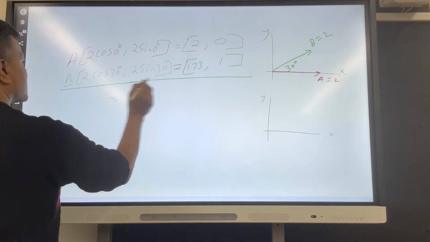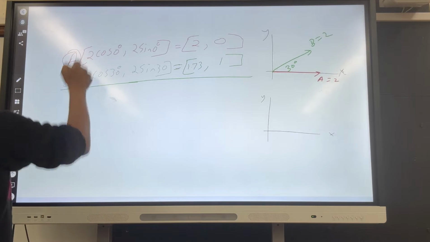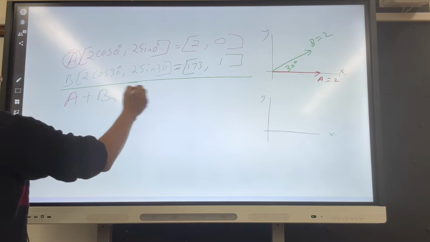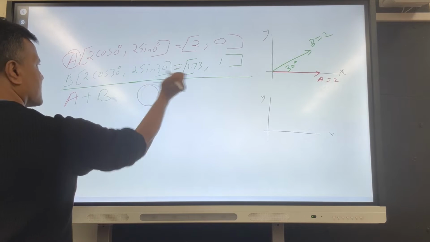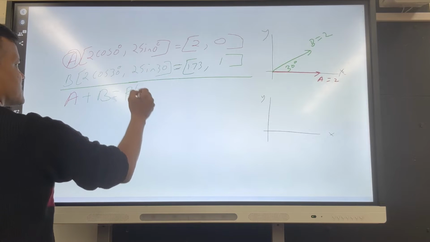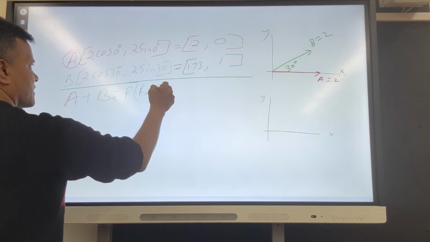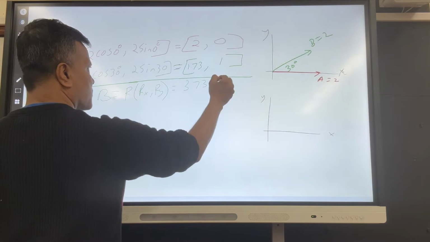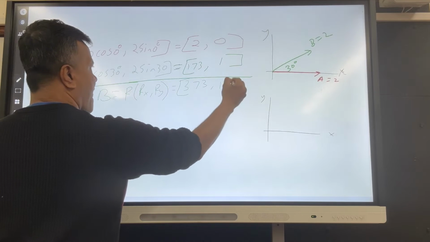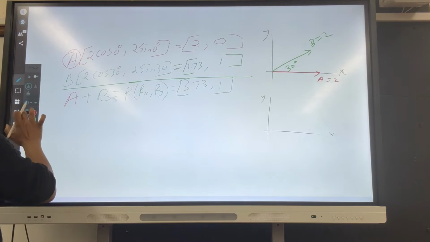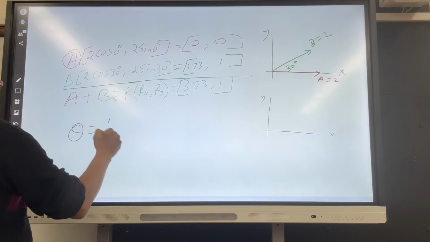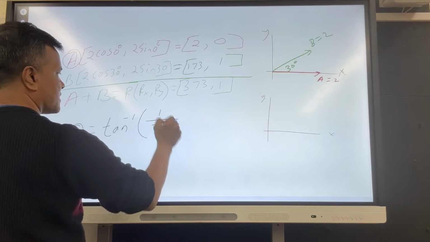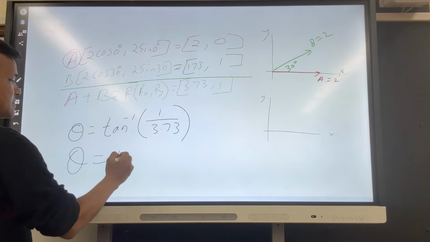Okay, so A plus B has a name, R, and R has components Rx, Ry. What is Rx? 3.73. What is Ry? 1. So how can you find the angle? Angle is inverse tan of 1 over 3.73. So the angle is 15 degrees.